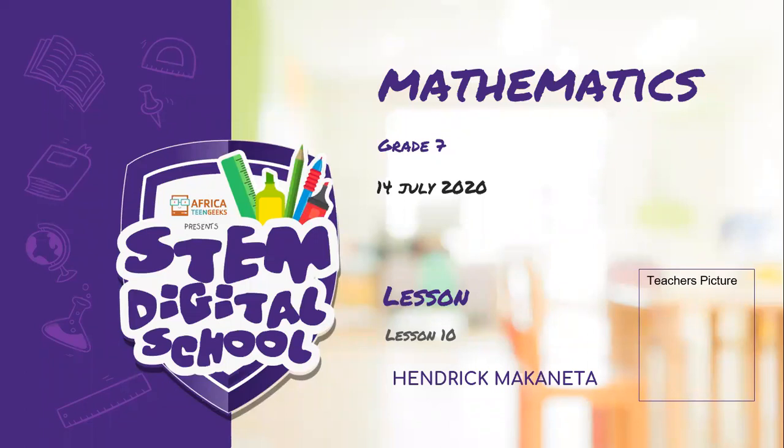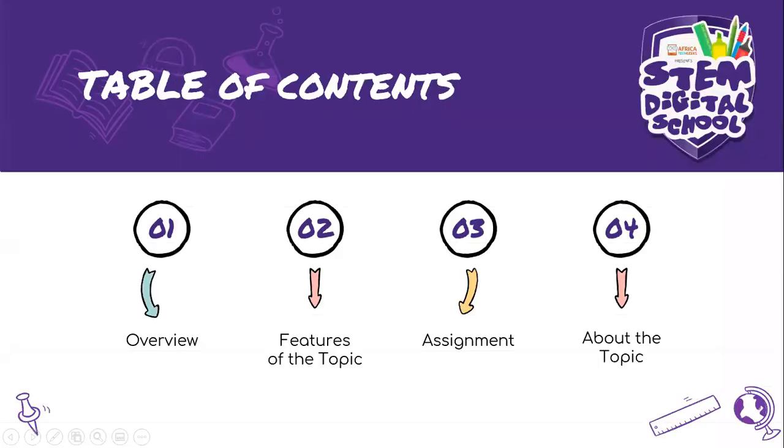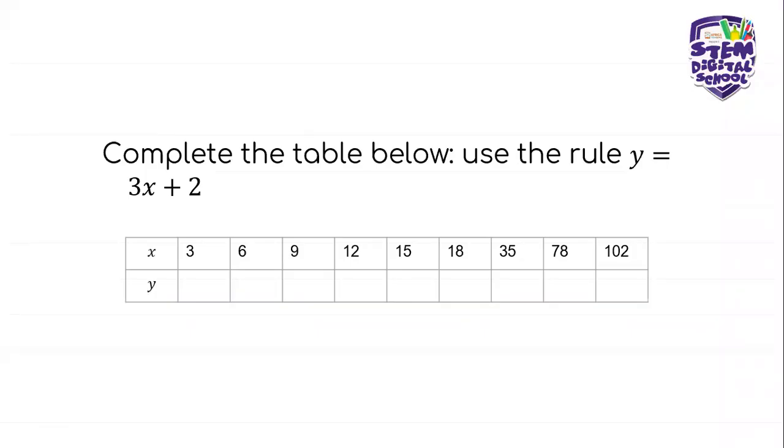And of course, this is grade 7 mathematics, the 14th of July, lesson 10. We are carrying on with our lesson where we will be looking at the various methods of finding the missing values when we have a table. In this case, I'm giving you a table which consists of X values, and all that we need to do is to find the Y values. So complete the following table, use the rule. The rule is given as Y is equal to 3X plus 2.